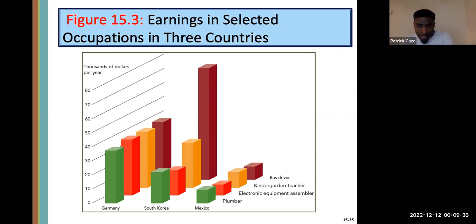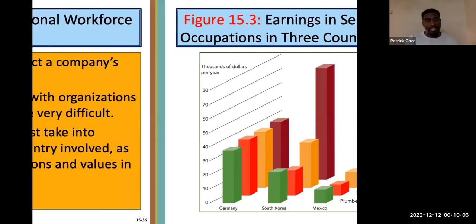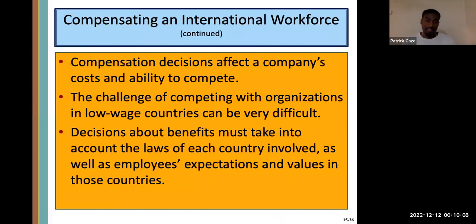But if we go and look at a bus driver, they make a lot. Bus drivers make a lot in South Korea. Wow. All right, bus driver in South Korea. Okay, not too bad. But you can see a difference, because bus drivers do not make $80,000 in the United States. I don't think so, but I would double check that.